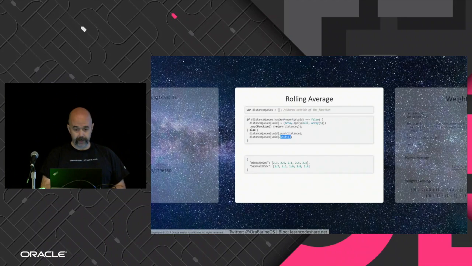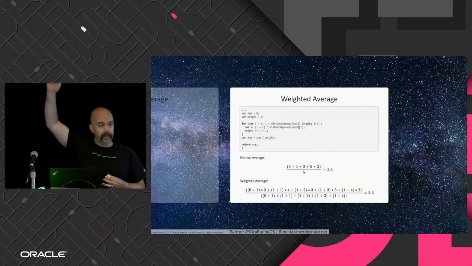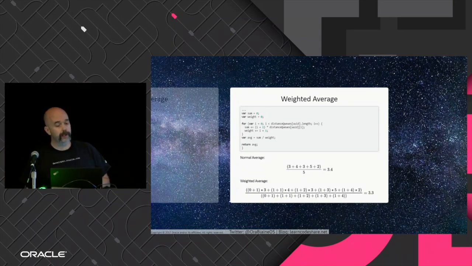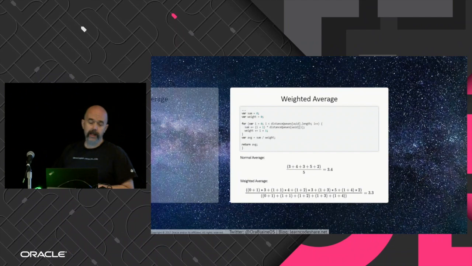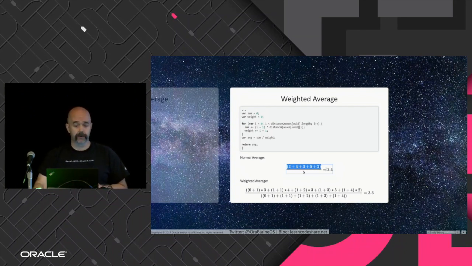So just the last 5 values. Then to try and make it, that kind of smooths out some of the peaks. And so to try and make it a little bit more accurate, I do what's called a weighted average. So with a normal average, you do it like this. You have your distances 3, 4, 3, 5, 2 divided by 5 values gives you 3.4.